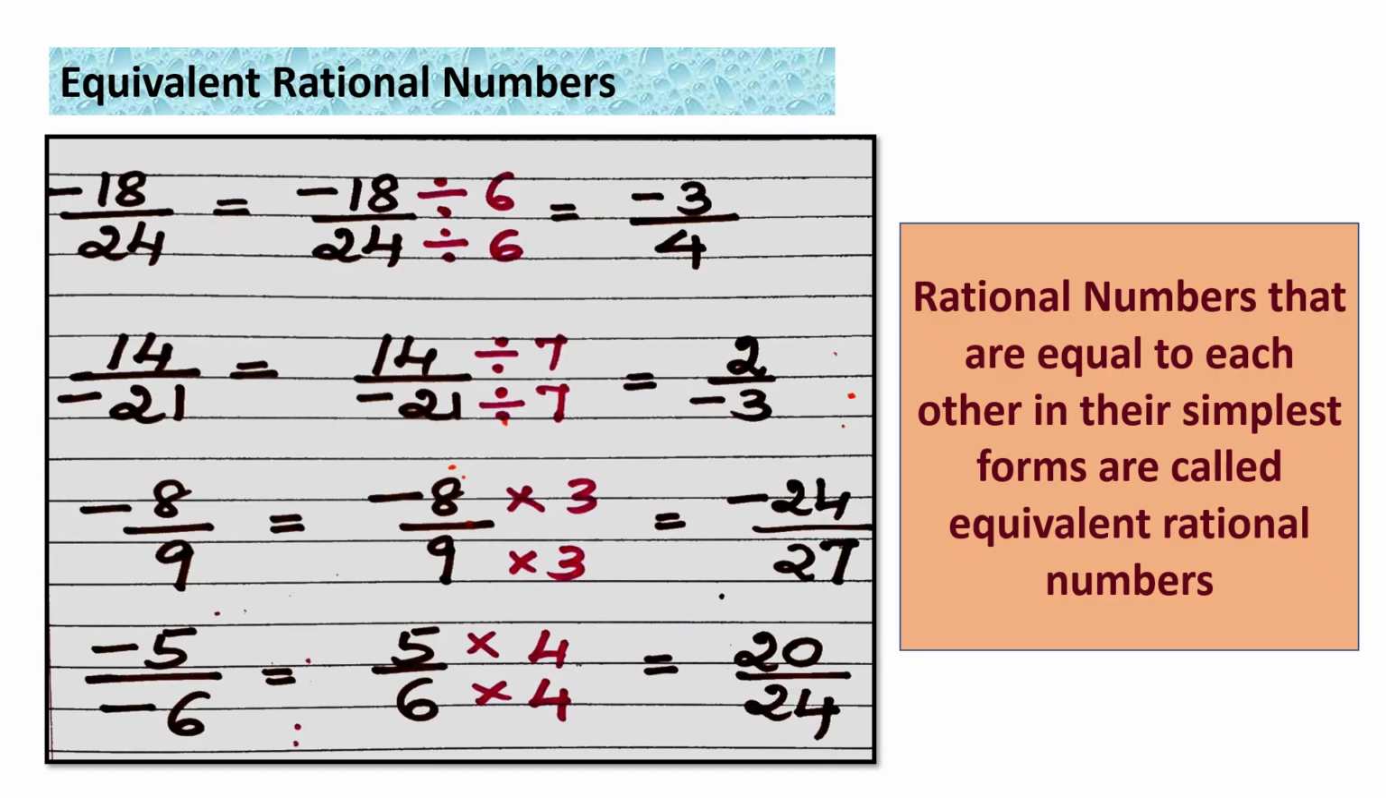And when I multiply by 4, say any random number, but both numerator and denominator when multiplied by 4, we get 20 by 24, which is the higher equivalent rational number. So in this case we have 4 pairs of equivalent rational numbers, and when two rational numbers are equivalent, note that they have the same sign and they are equal in their simplest form. Where do we use these equivalent rational numbers while solving sums? Let us just check.